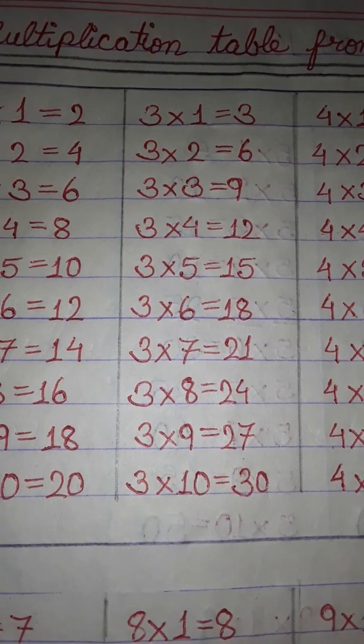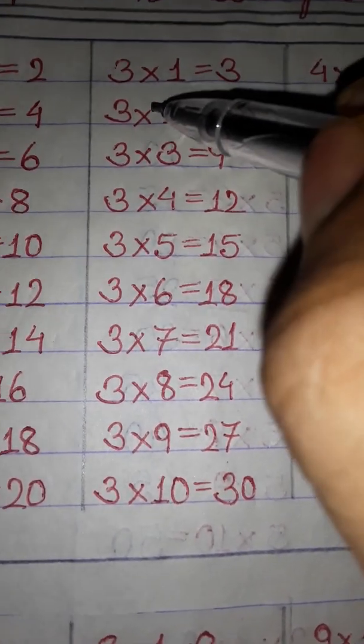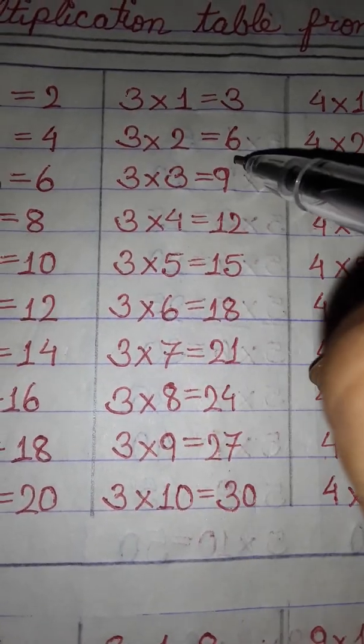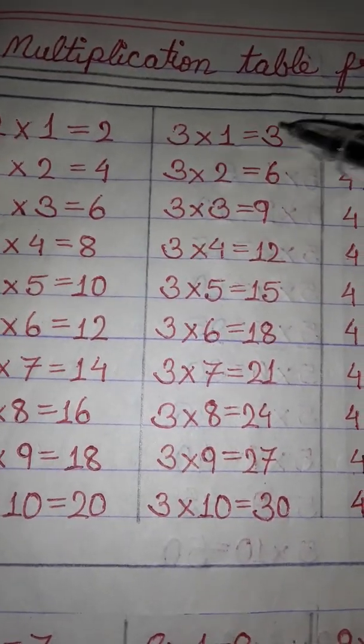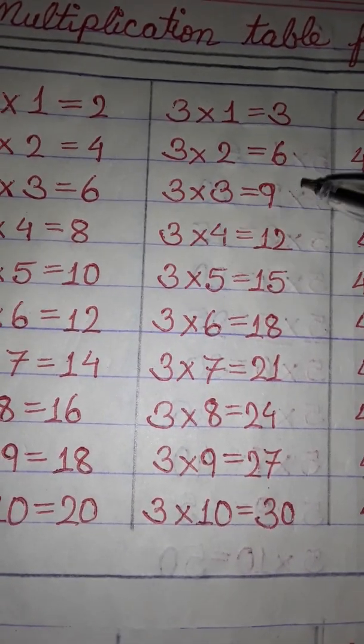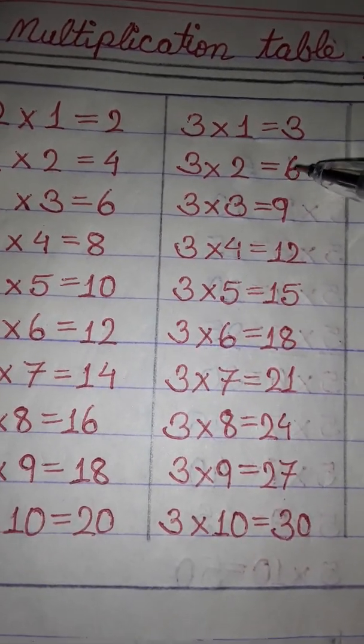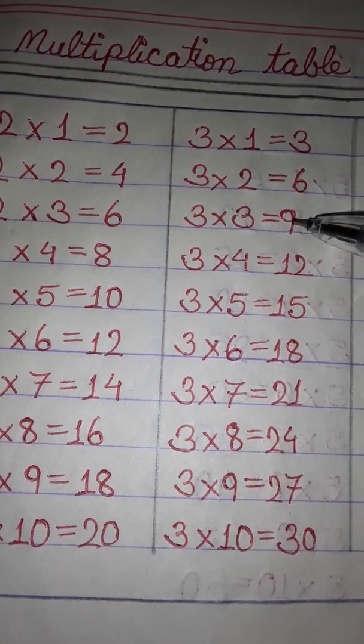So now I have come to the multiplication table of 3. You have to just remember 3 into 1 and 3 into 2. 3 into 1 is equal to 3 and 3 into 2 is equal to 6. Now we will go to 3 into 3 is equal to 9. For this you have to just add 6 plus 3. You will get the answer as 9.